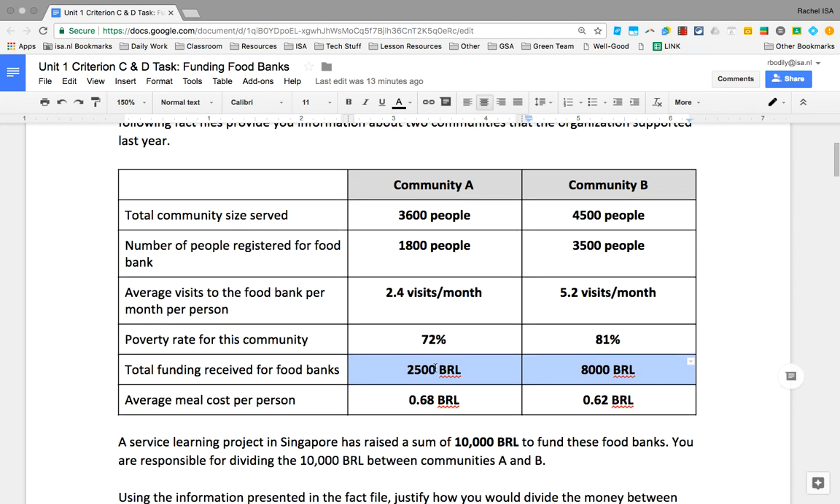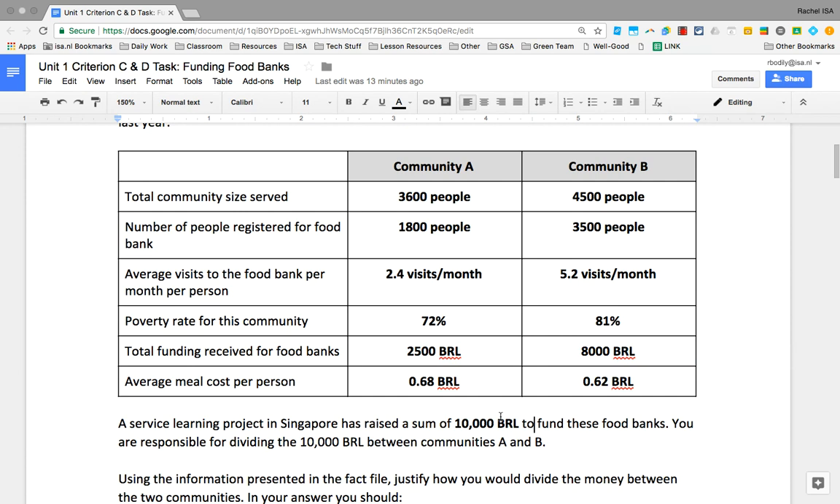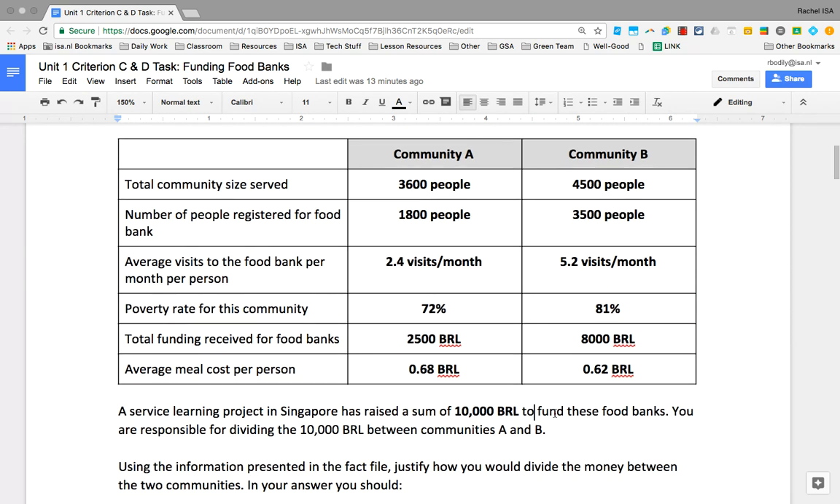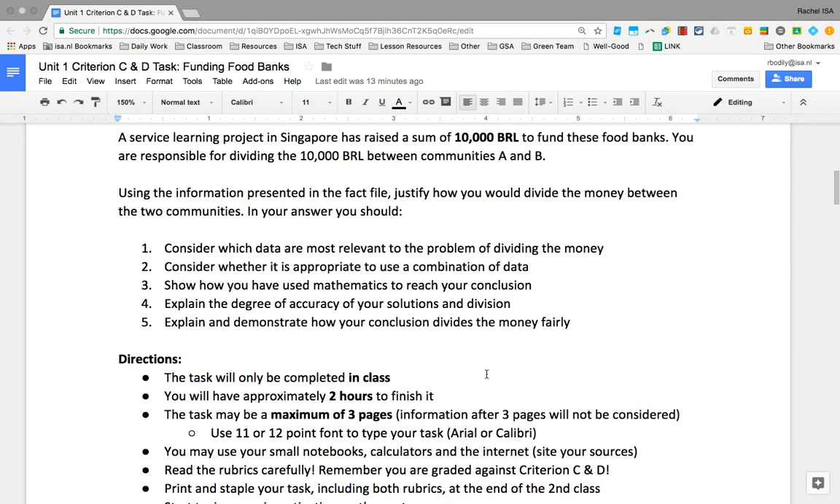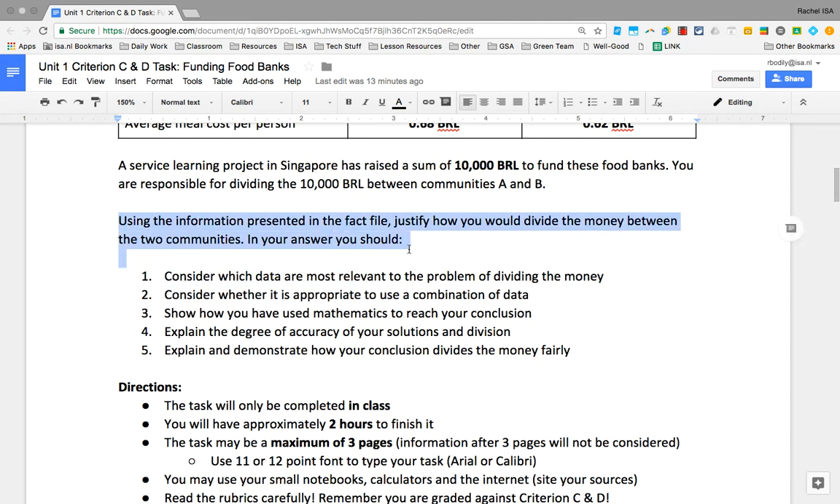So knowing this information about these two communities, Community A and Community B, there was a service learning project in Singapore that raised a sum of 10,000 Brazilian real to fund these food banks. You are going to be the one responsible for dividing the 10,000 Brazilian real between communities A and B. So you have to decide, of this 10,000, how much should community A get and how much should community B get? Within your answer, you are going to justify how you would divide this money, and you should include the following.